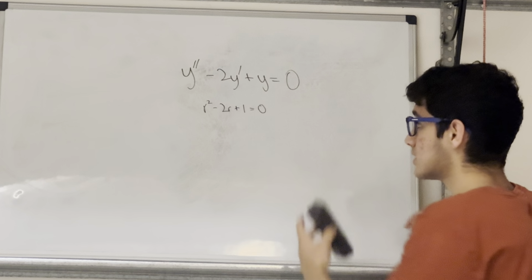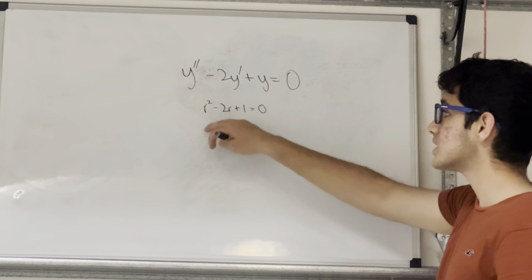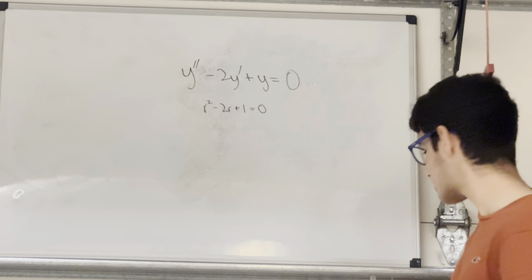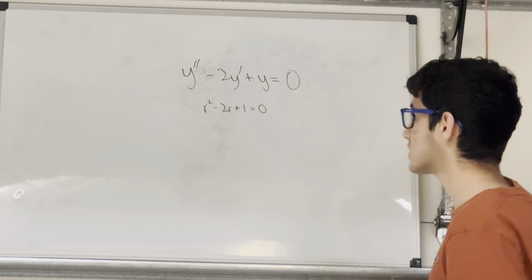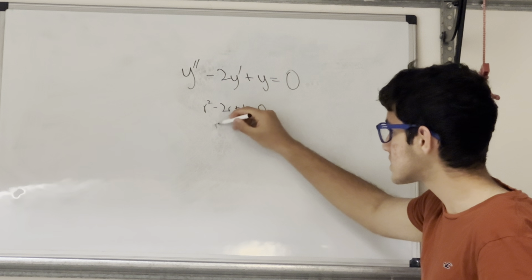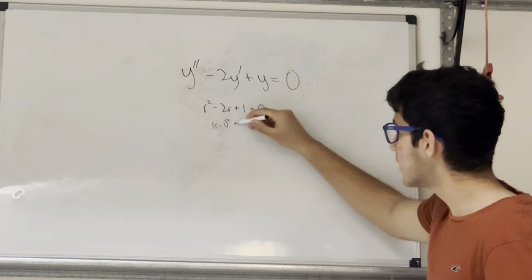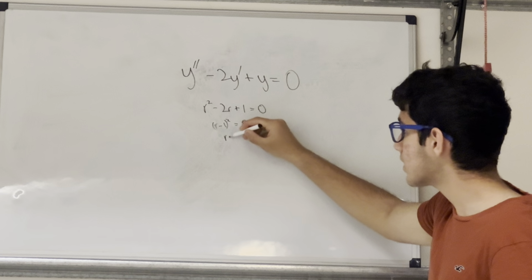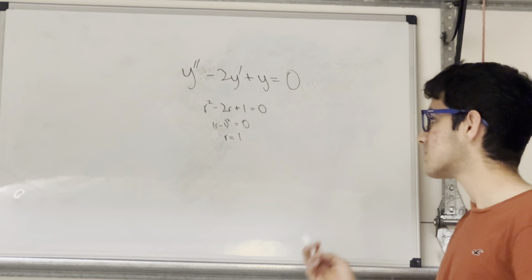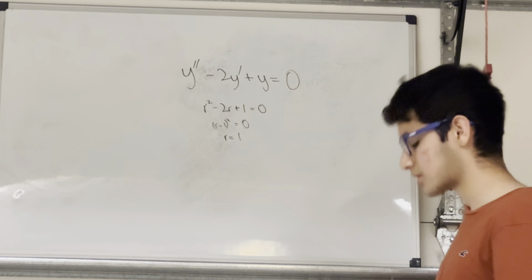This is the characteristic equation, and it's, of course, from this differential equation. So that's what we're going to be solving in this video. If you solve this, you just see this is r minus 1 whole squared equals 0. So r is equal to 1. There are no other solutions for this. i doesn't work, nothing else at all. It's just r equals 1.